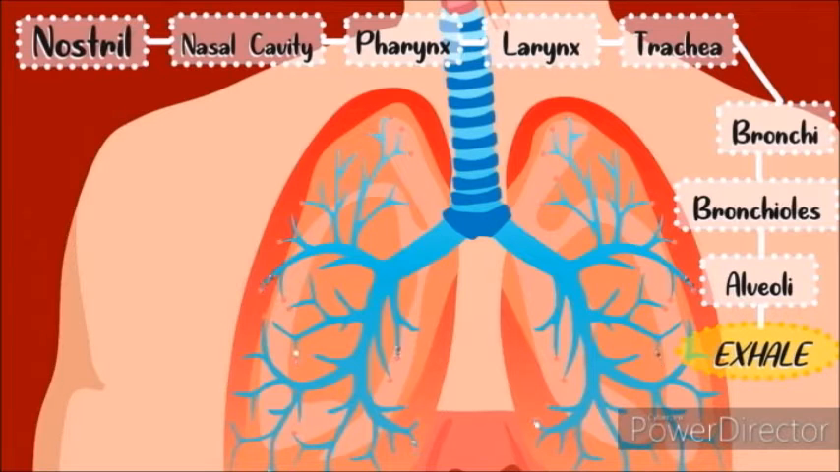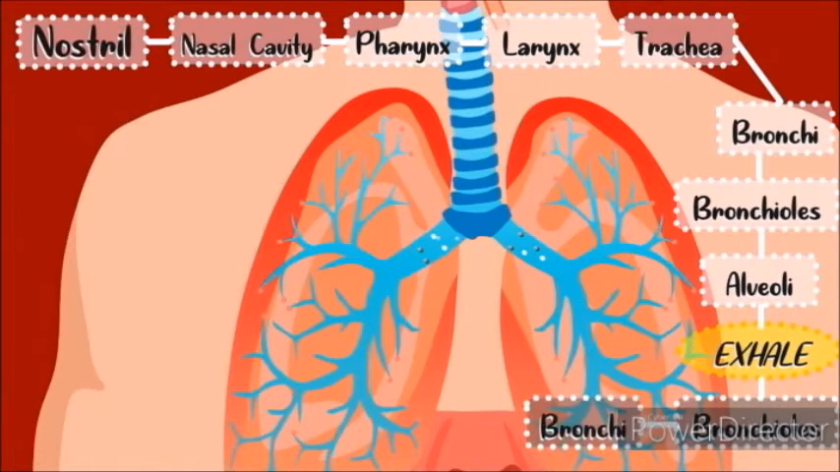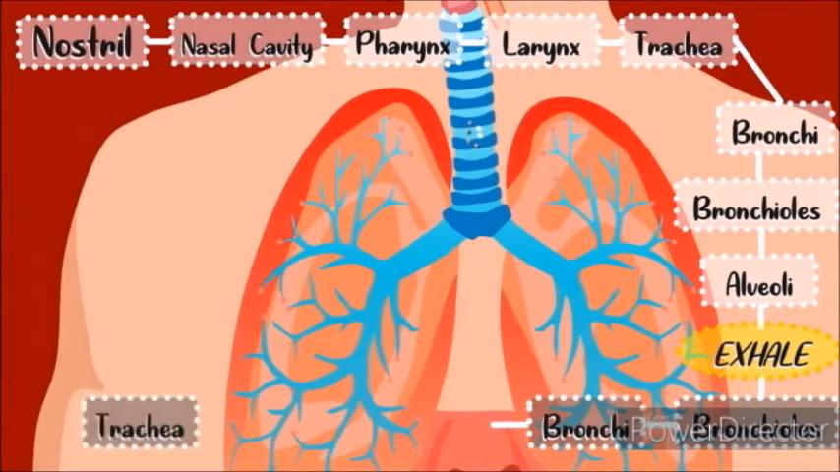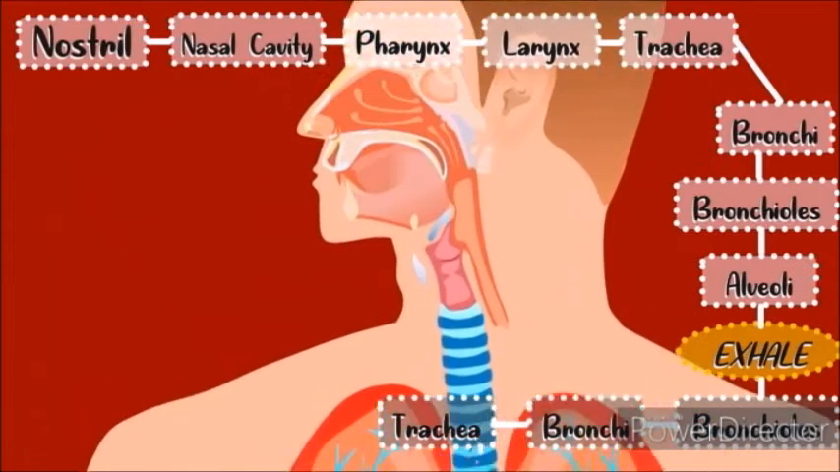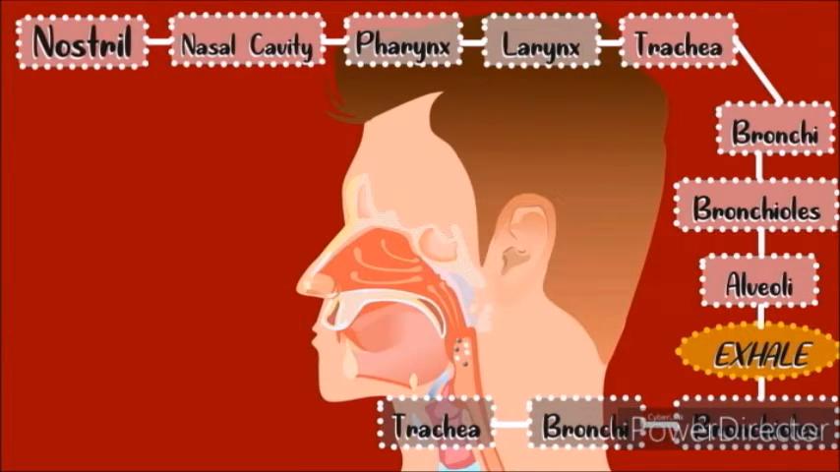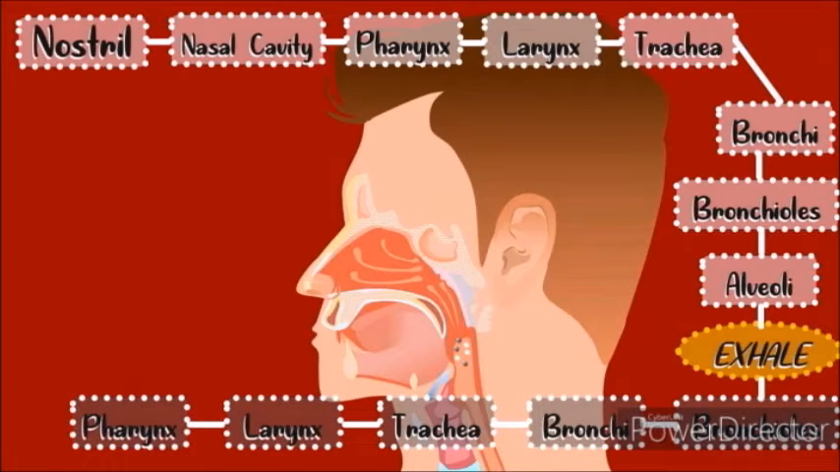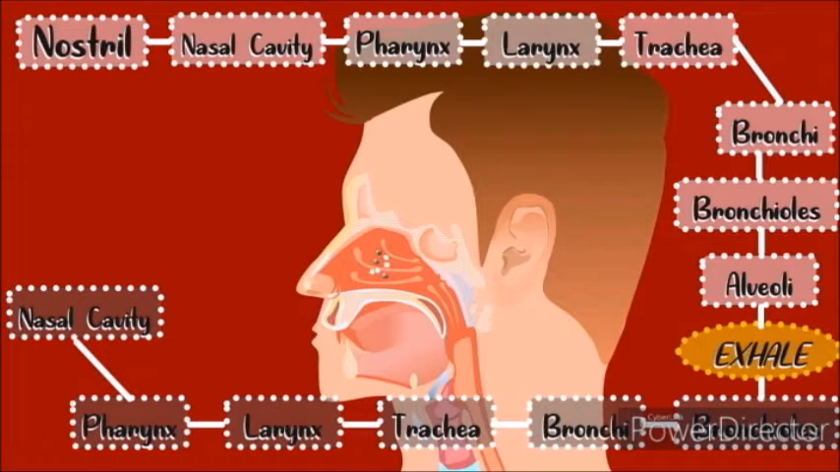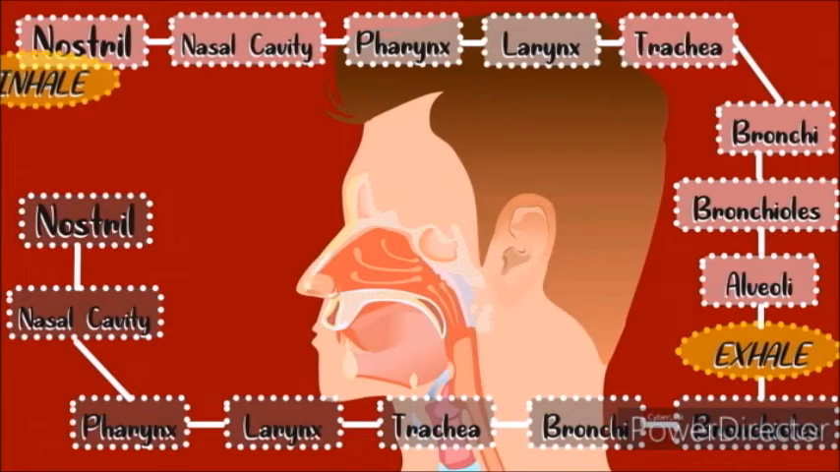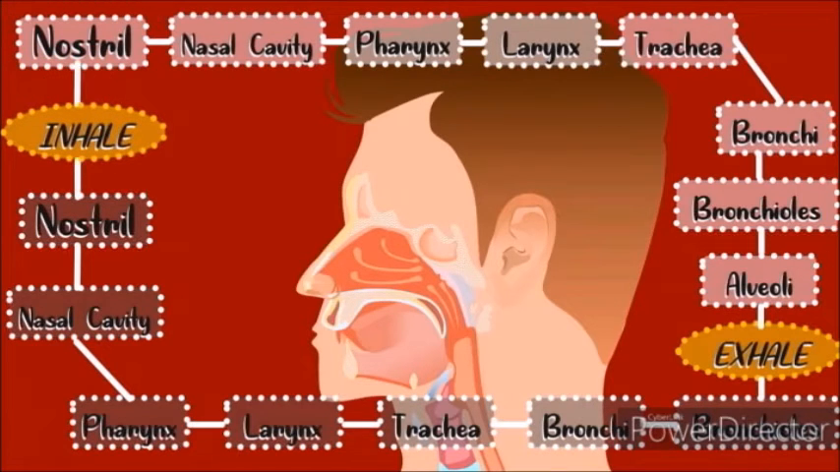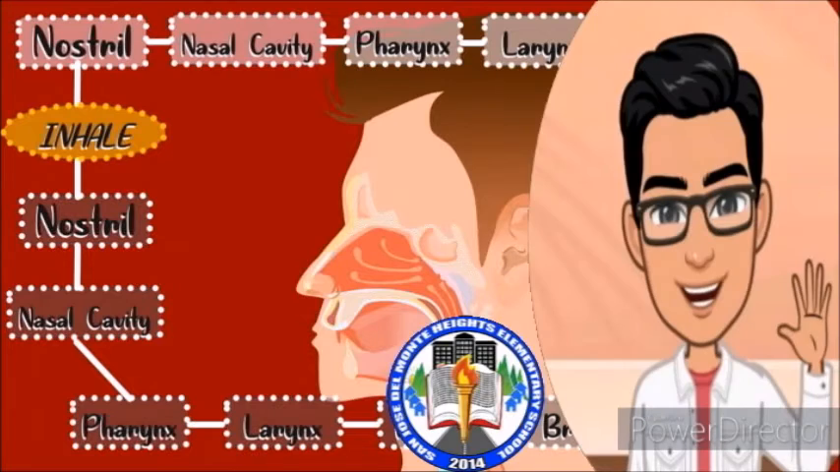The air with carbon dioxide from the body travels to the bronchioles and then to the bronchi and then moves to the trachea and then to the larynx and pharynx and then to the nasal cavity, then out of the body. That is how respiration works, and we do it again and again.